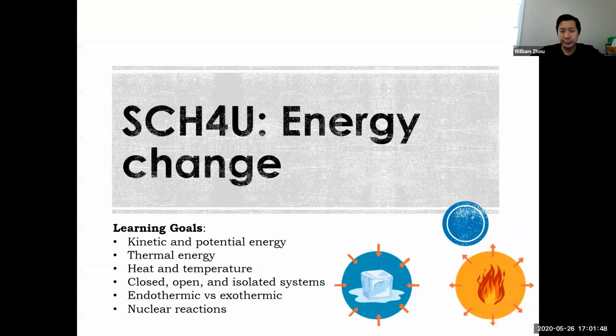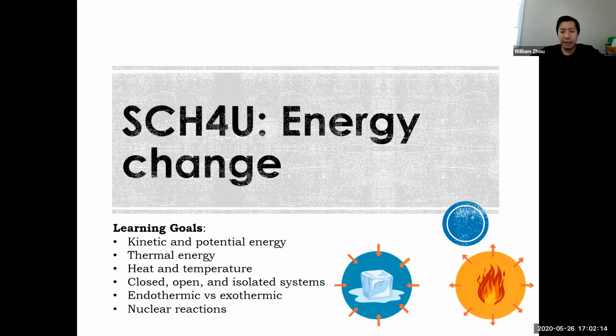All right, so the first lesson in Unit 3 is energy changes. And this entire unit, we will have to deal with energy change, heat, and rate of reactions. So this lesson will first talk about the difference between kinetic and potential energy, and then we'll talk about thermal energy, so a lot of definitions, heat and temperature, and then we'll talk about the different kinds of chemical systems.